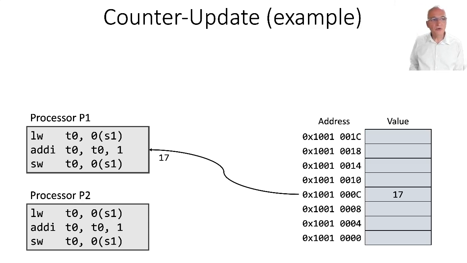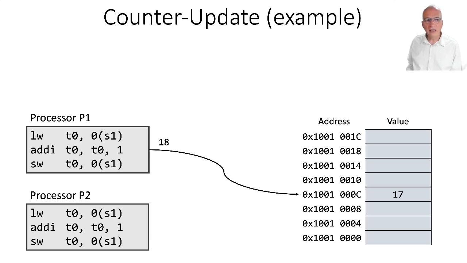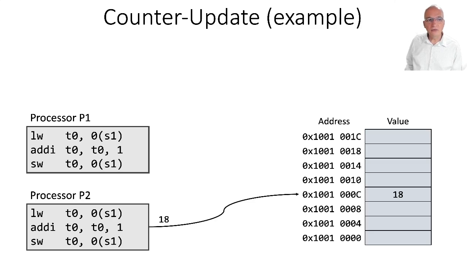And I could have a situation where P1 does the load first, so P1 gets the value of 17 from memory, and then P2 does the load and also gets the value 17 from memory. Now P1 adds 1 to that value and writes the new value to memory, so P1 will write the value 18, indicating that it has finished the computation of one more item, for example.